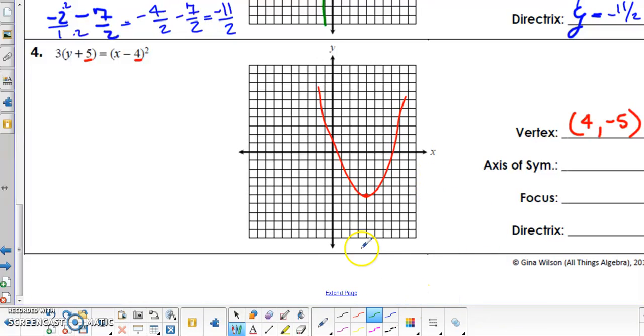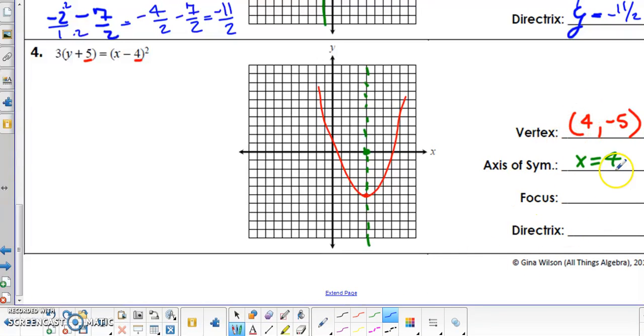My axis of symmetry is a straight line up and down through that vertex, if I could draw a straight line. So this touches my x-axis at 1, 2, 3, 4. So this is going to be x equals 4. Take note, it's the same number I've got right here.